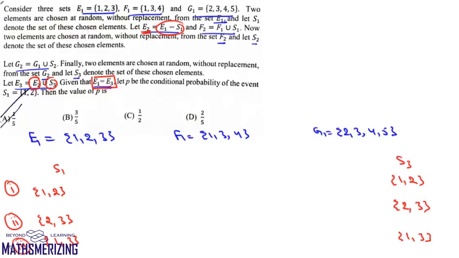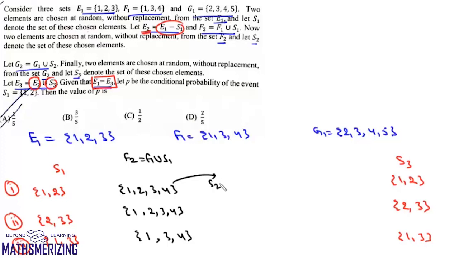Now we are taking F2 which is F1 union S1. So we'll write F2 which is F1 union S1. Now in the first case, this union will be {1, 2, 3, 4}. In the second case, it will be {1, 2, 3, 4}. And in the third case, it will be {1, 3, 4}. Now from this, we have to choose S2 and then from G1 union S2, we have to form G2 from which we have to select S3.